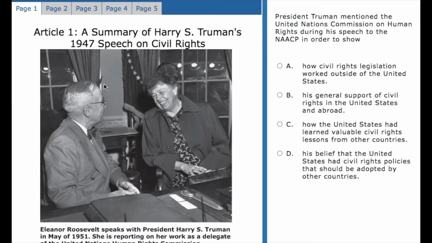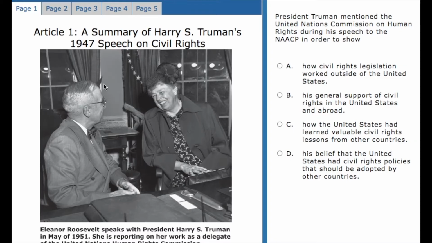So the title says, Article 1, a summary of Harry S. Truman's 1947 speech on civil rights. Just from looking at this title, I can already figure out that the time period was 1947, which is valuable because that's going to help me put the setting into place. It's going to help me create a mental picture as I read of the time period when this was taking place. Because if this was set in 2020 versus, say, 1800 versus 1947, the picture that you form in your mind as you read is going to be something different.